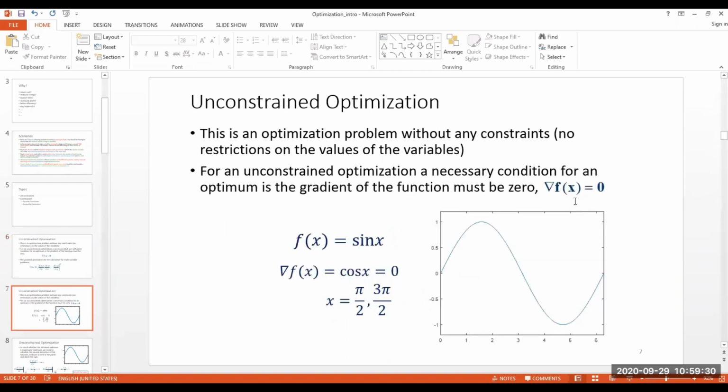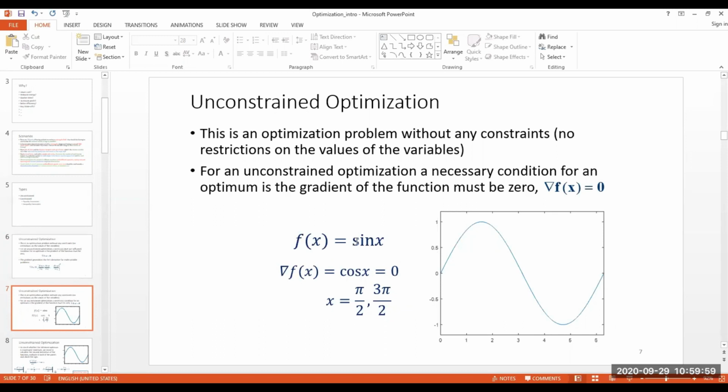Let's say for a single variable x, we are trying to find the optimum, and this is an unconstrained optimization. So we are looking at f of x, a sine function from 0 to 2 pi on the x-axis, in radians, and the y-axis is the magnitude. If you're looking for the optimum value, you have to take the gradient and equate it to 0. So simply calculate the gradient of f of x.